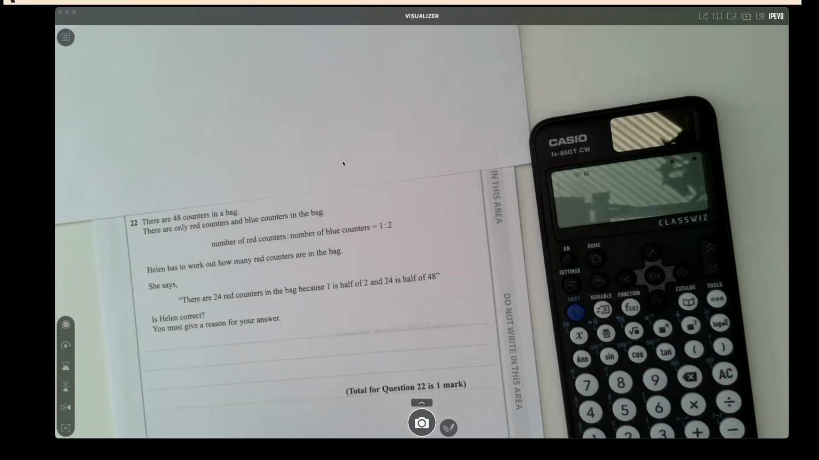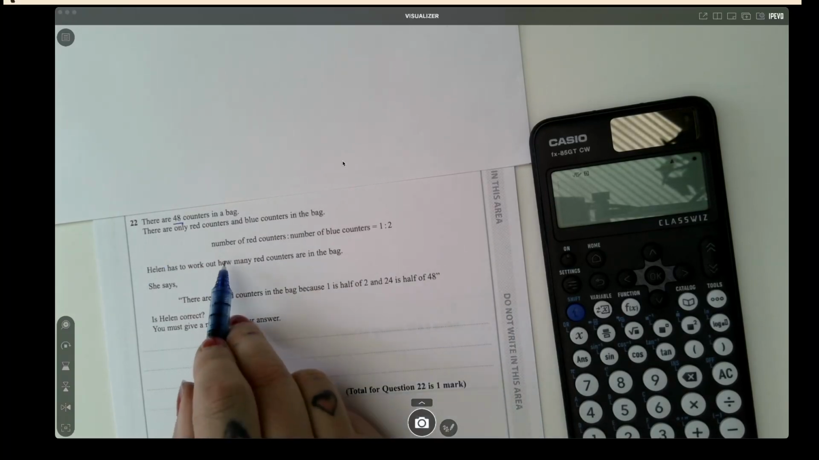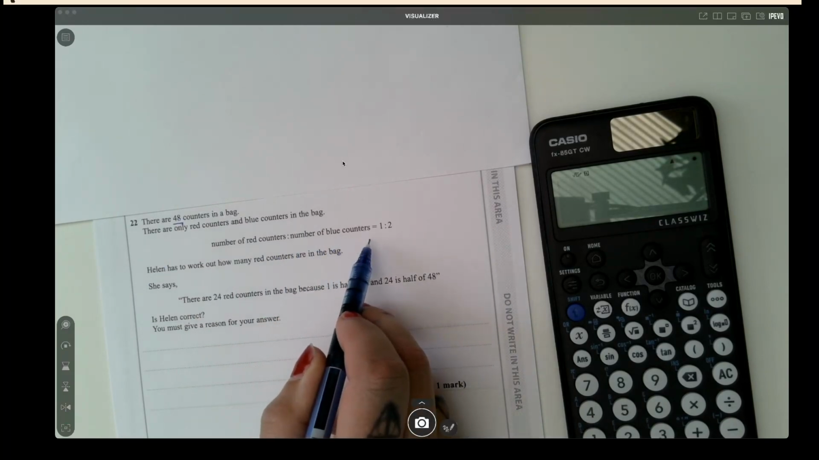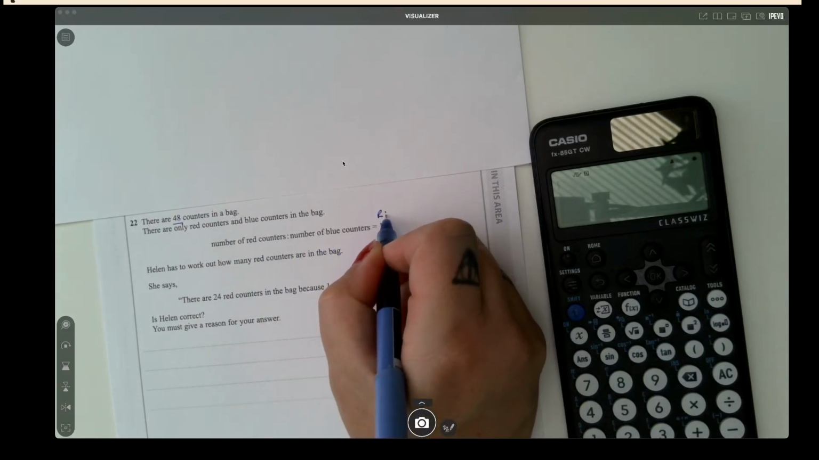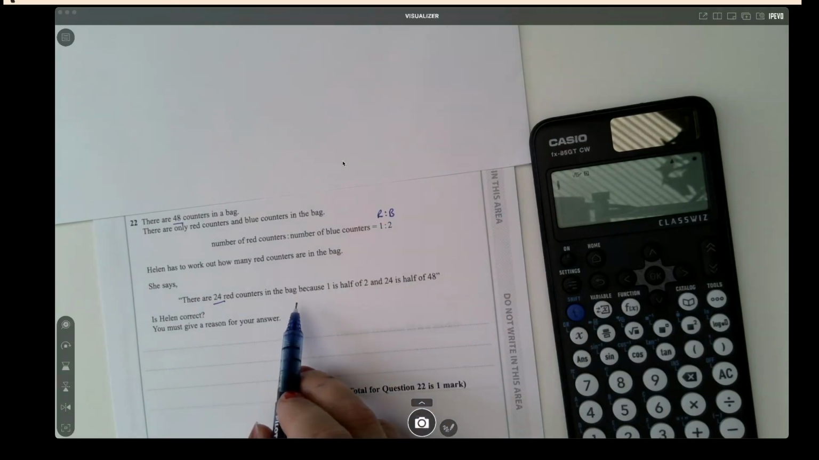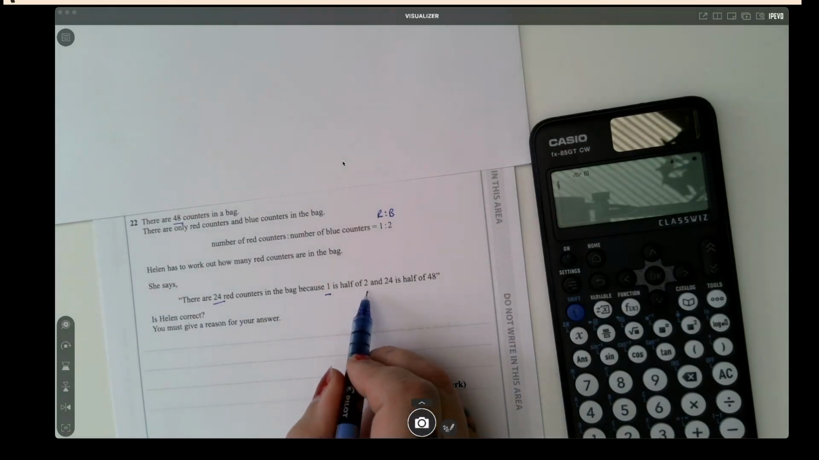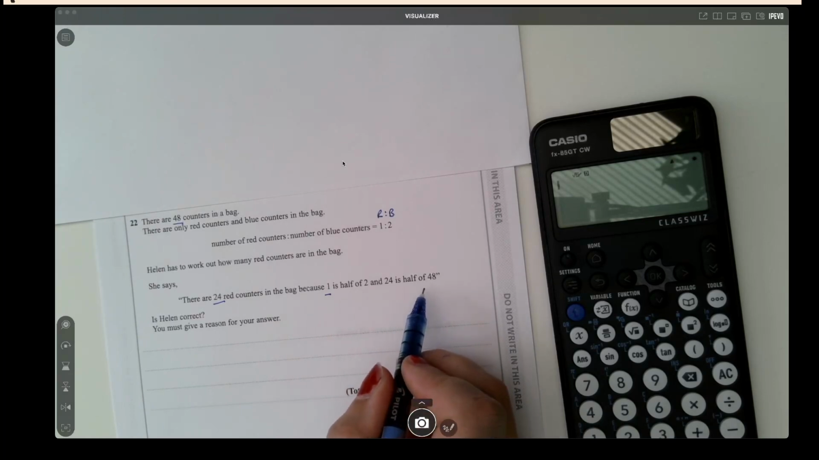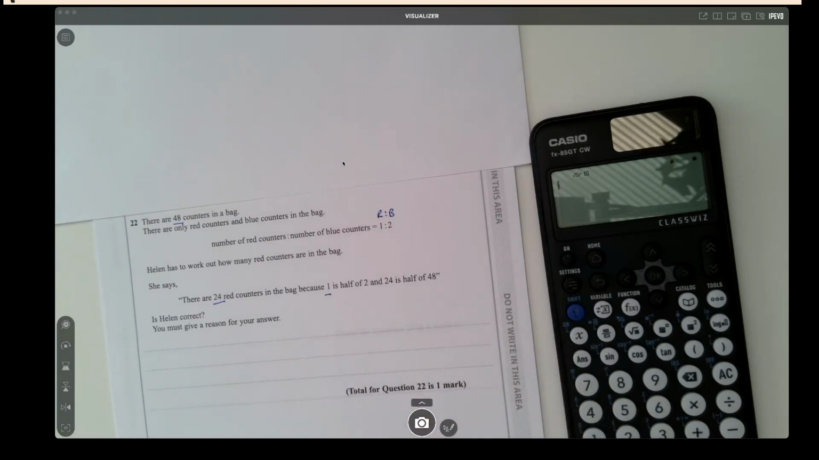Question 22. There are 48 counters in a bag. There are only red counters and blue counters in the bag. The number of red counters to the number of blue counters is 1 to 2. So red to blue. Helen has to work out how many red counters are in the bag. She says there are 24 red counters in the bag because 1 is a half of 2 and 24 is half of 48. Is Helen correct? You must give a reason for your answer.